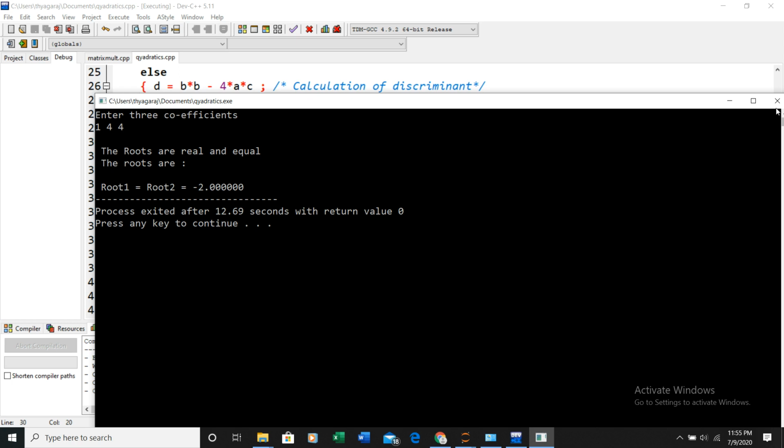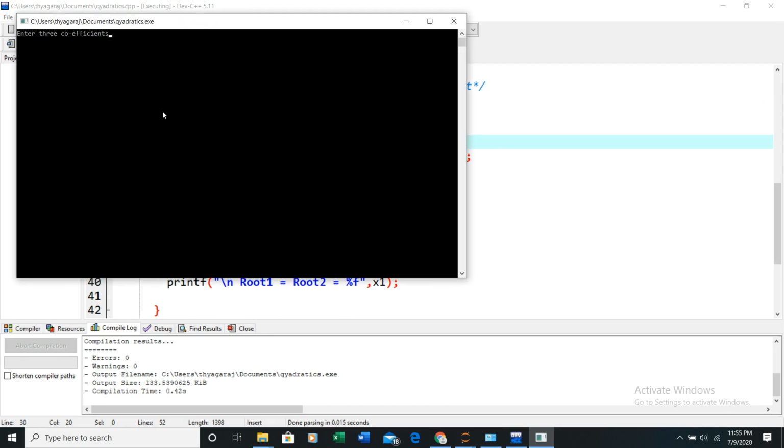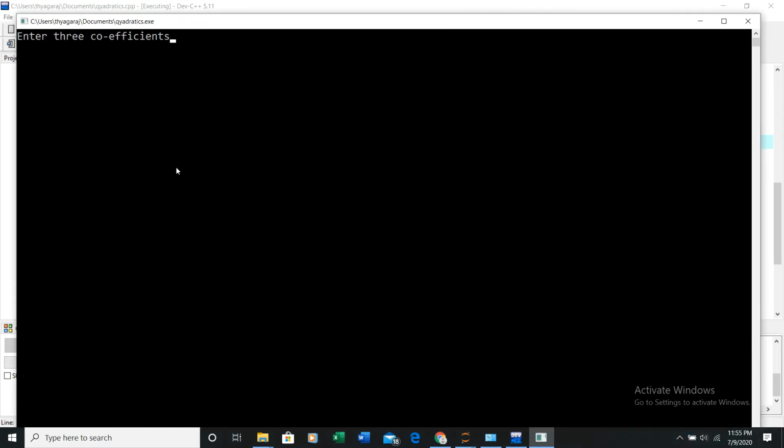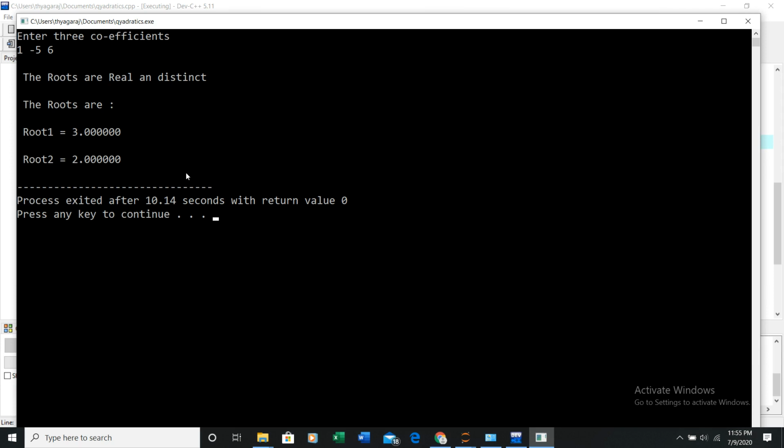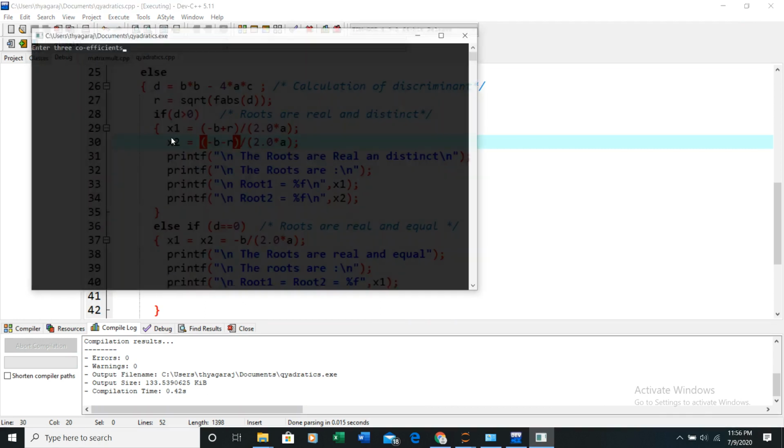Then I will once again execute for the second possible type of roots. So that is 1, minus 5 and 6. The roots are real and distinct. This is the second type. Both the roots are positive in nature and both are different here. We will go for the next execution.